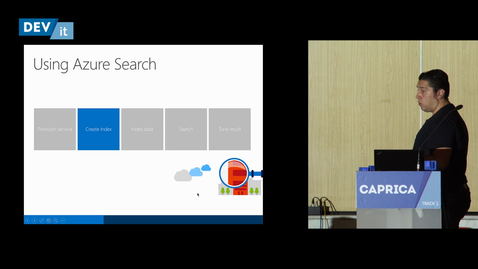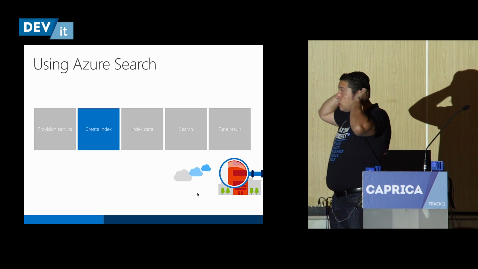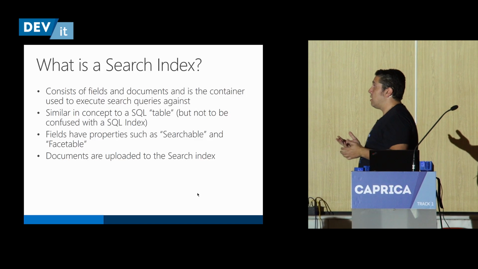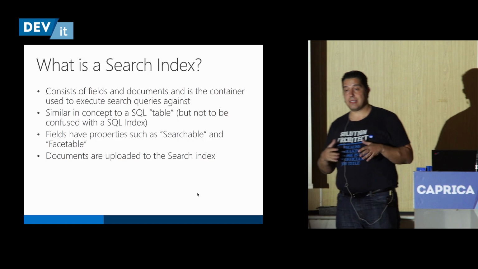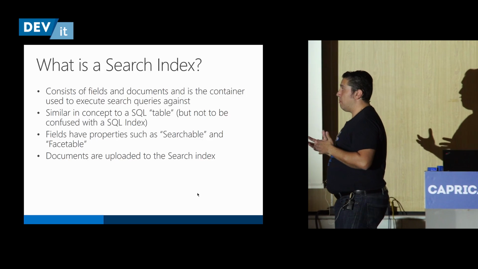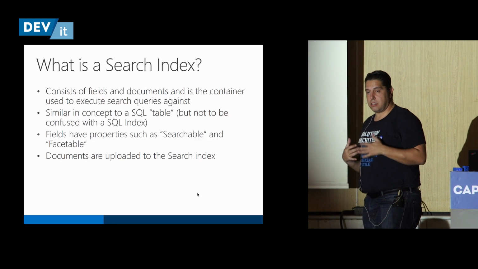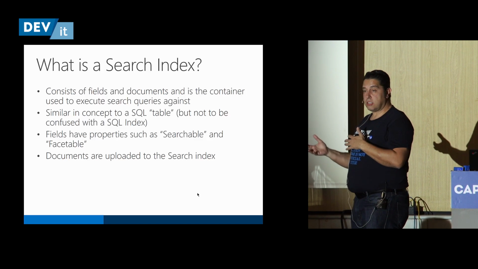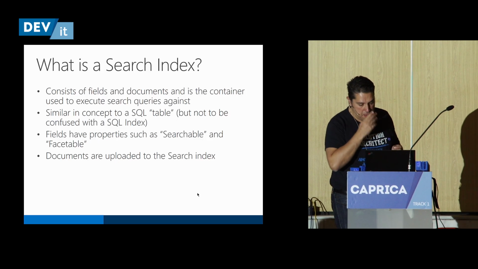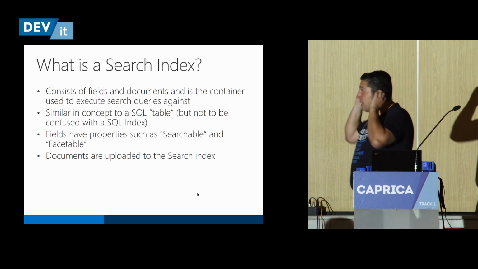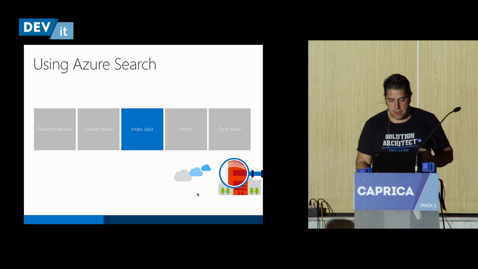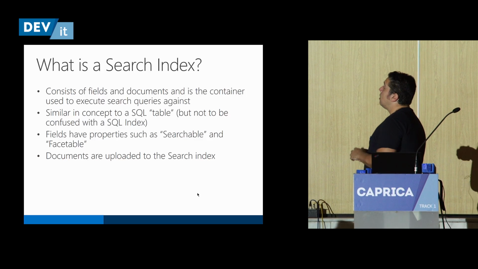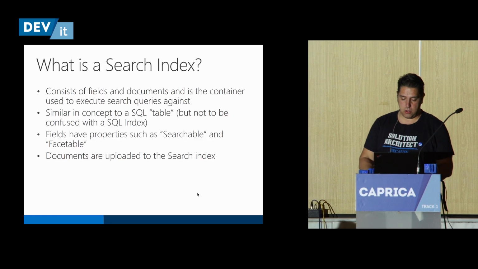So, okay, we've created our service, and now we need to create our index. How can we do that? First of all, what's a search index? You can think of an index as a table in a relational database. You put documents into the index that you can search. An index consists of fields, and each field has some attributes: searchable, filterable, and so forth. So that's an index. Let's move on, and we'll go create some index later on.